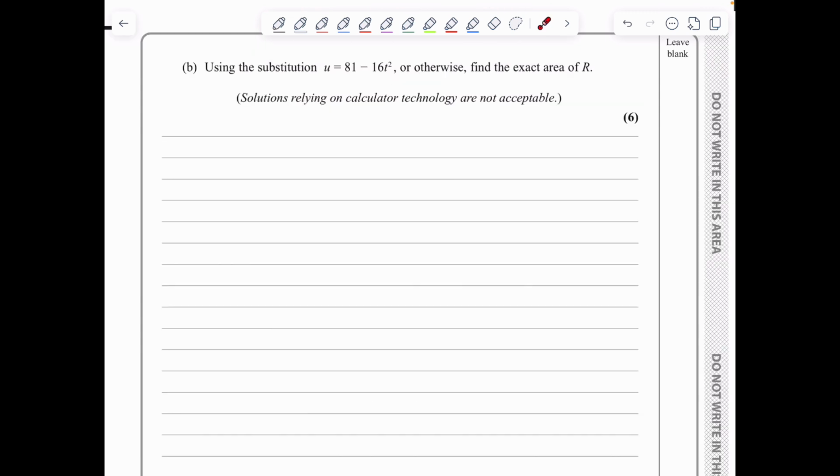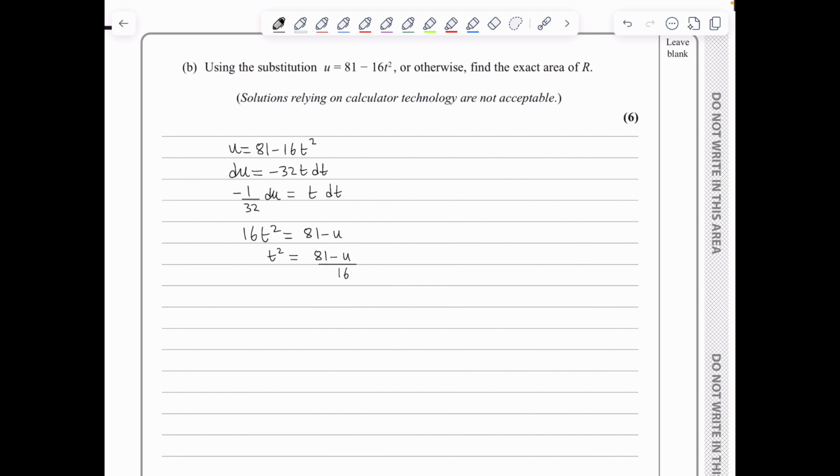In part B, we need to use the substitution u is 81 minus 16t squared to find the exact area of R. Well, let's start with u being 81 minus 16t squared. The first thing to do is find du in terms of dt. So du is going to be minus 32t dt, which means that minus 1/32 du is equal to t dt. In addition, I could isolate the t squared term, so 16t squared is 81 minus u, and therefore t squared is (81 minus u) over 16.